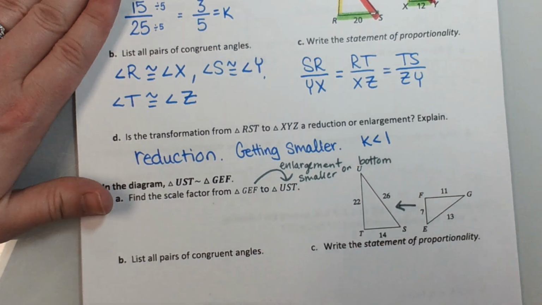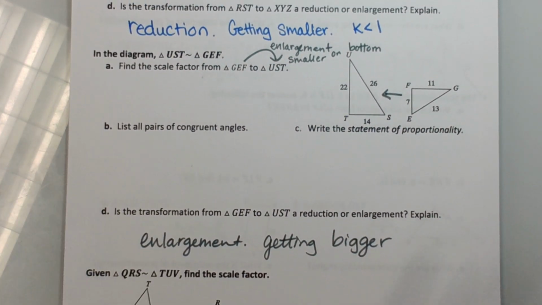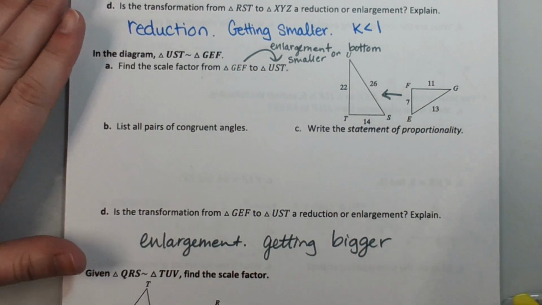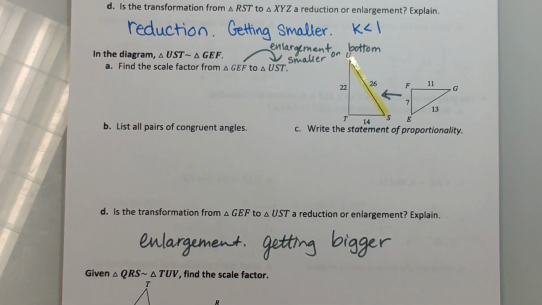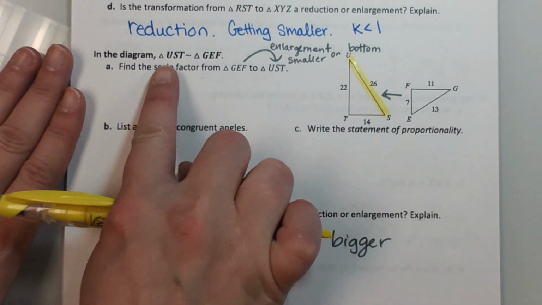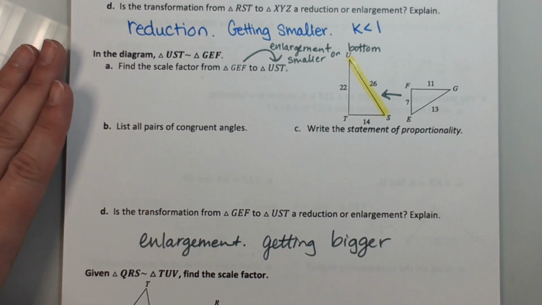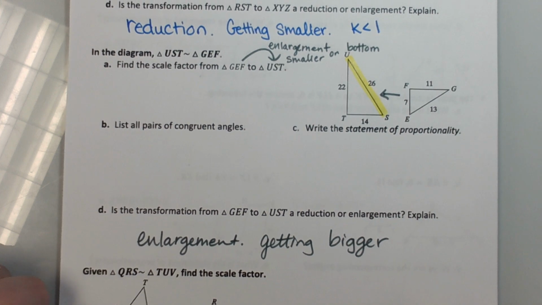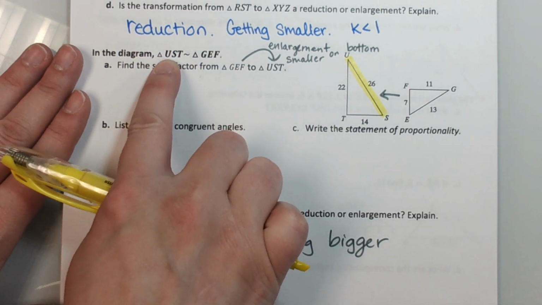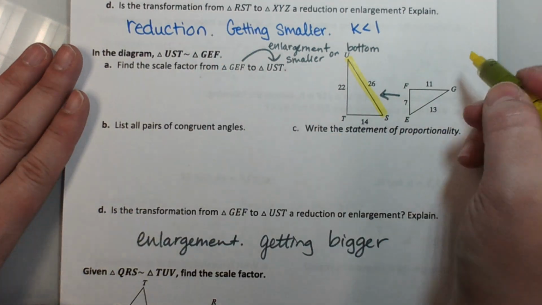For the scale factor, I need to know what matches up with what. I'm going to start with US. Elena, what side of the other shape does US have to match up with? Use the names. US are the first two letters, so it has to go with GE.